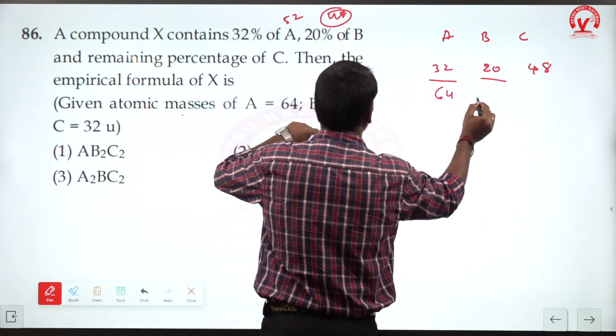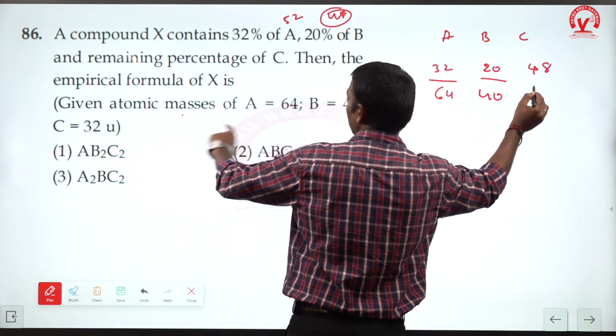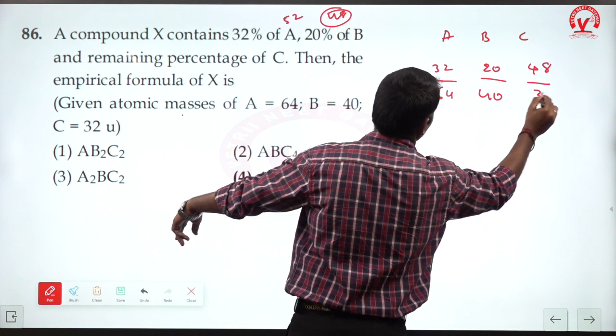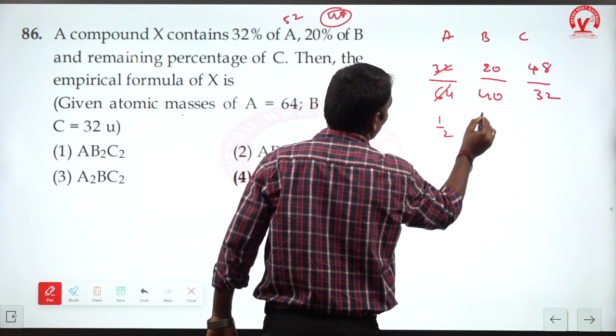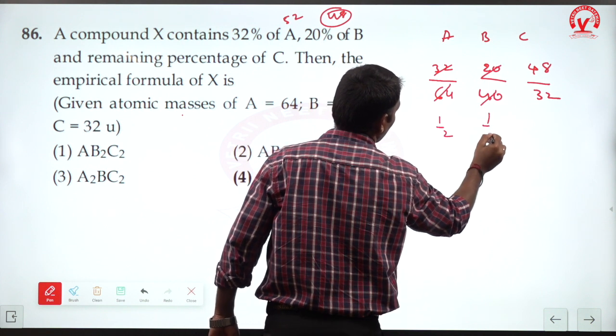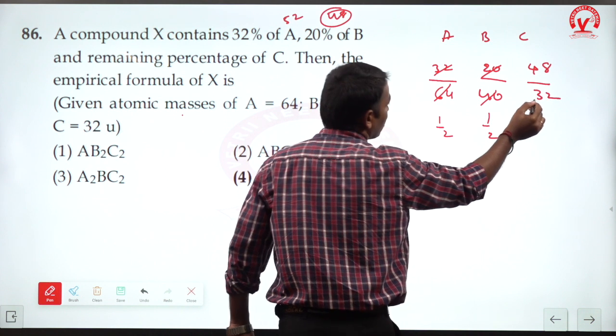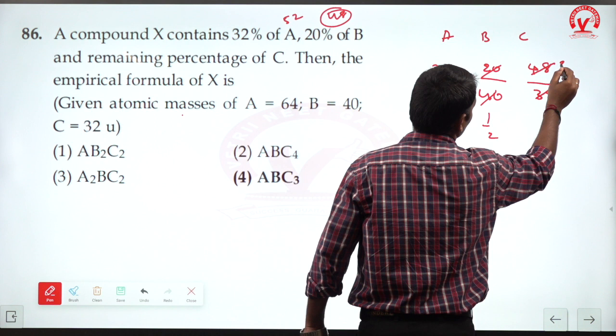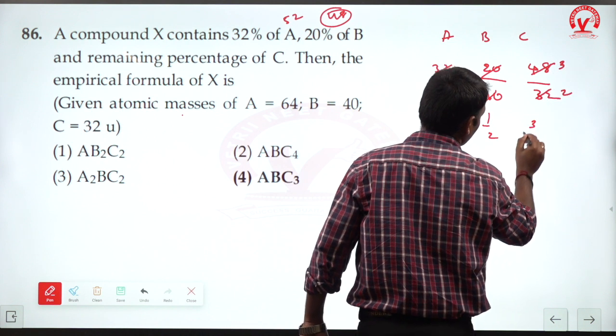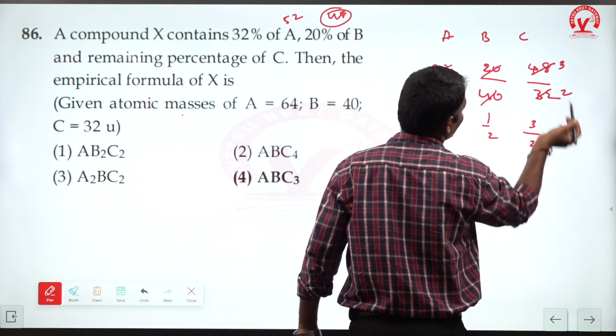Right? B they gave 40, and C they gave 32. So if you simplify this, 1s are 2s are 1 by 2, and this one also 1s are 2s are 1 by 2, and this one is 3 2s are 3s are, that is 16 2s are 16 3s are, right?